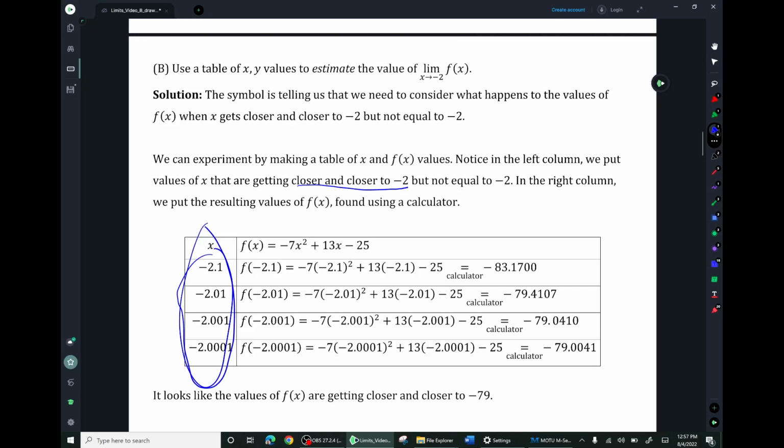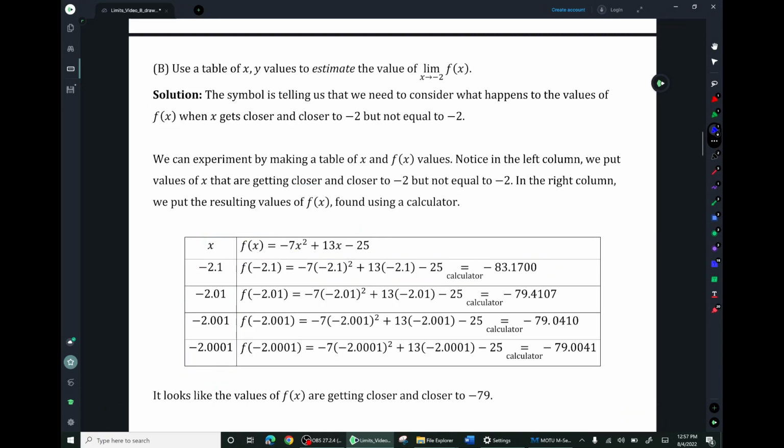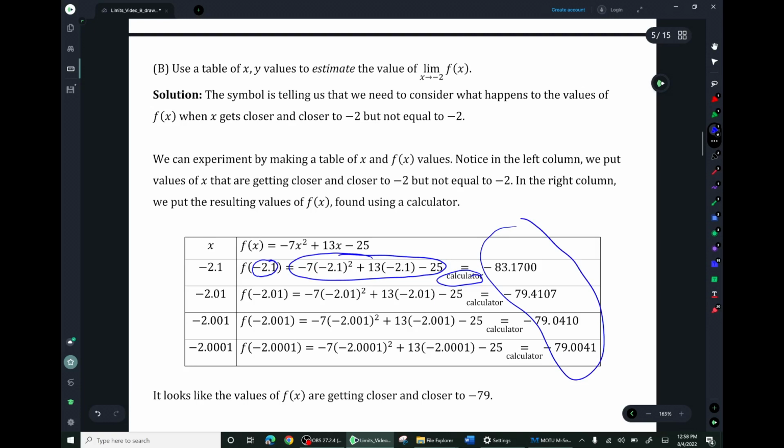In the right column, we put the resulting values of f of x, computed using that formula, and computed using a calculator. So you can see that this is fairly straightforward. When you substitute these x values into the formula for f of x, you get these expressions, you evaluate those using a calculator, and you get this column of results.